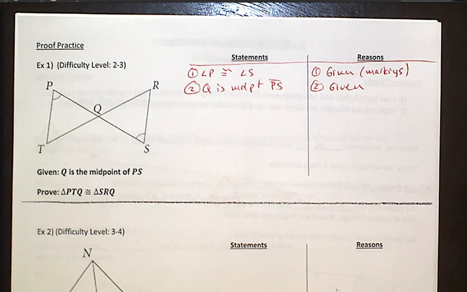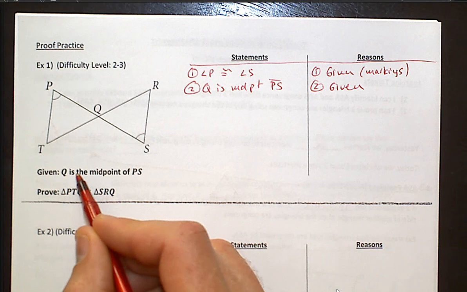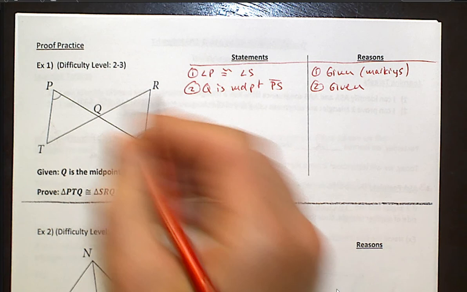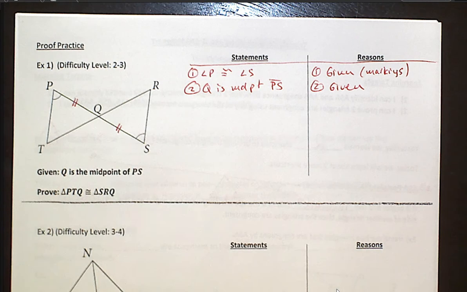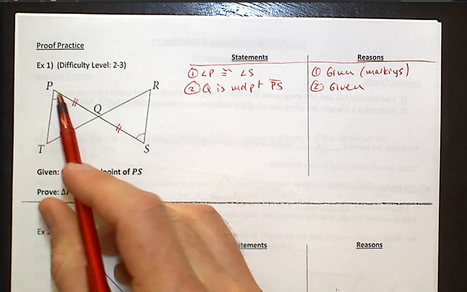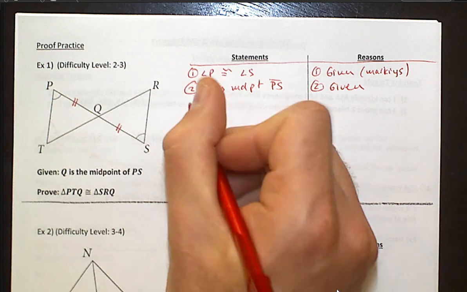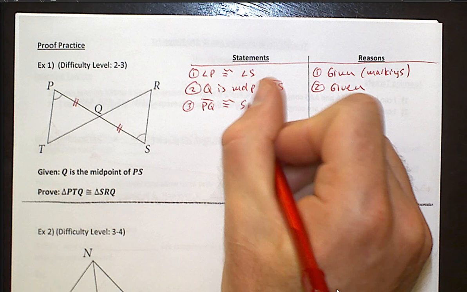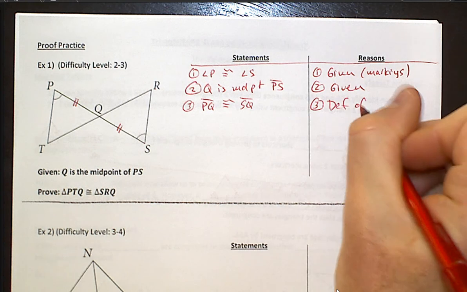Okay. Now, again, what does the given statement lead to? Q is the midpoint of PS. What does that mean? That means these two things have to be congruent to each other. If Q is in the middle of P to S, then I know PQ has to be congruent to SQ. So I'm going to say PQ is congruent to SQ. And the reason I can say that is definition of a midpoint. Okay?